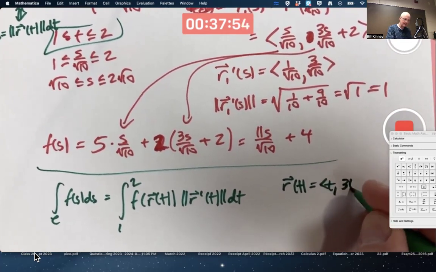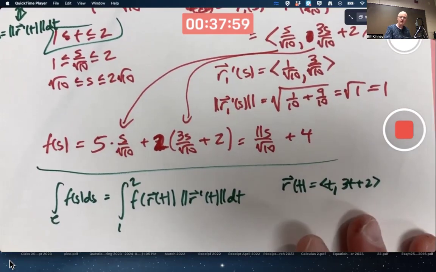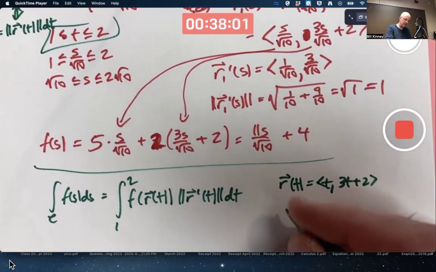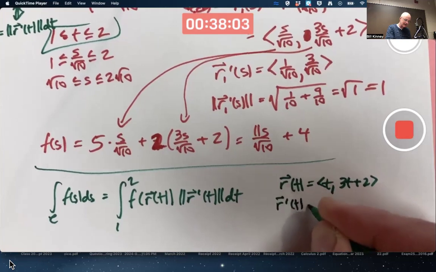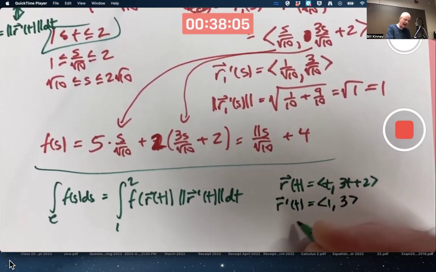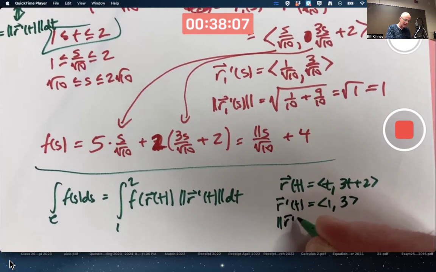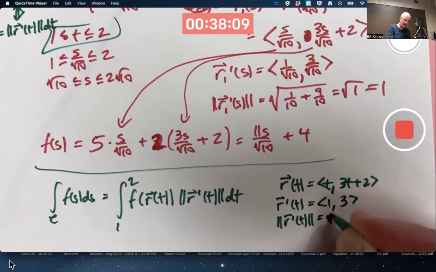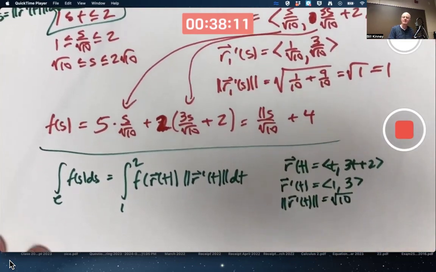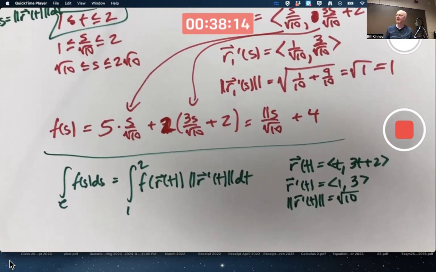t, 3t plus 2. Square root of 10s are going to be unavoidable. The derivative of that is <1, 3>, and the magnitude of the derivative is square root of 10. That makes me happy because it makes me hope that I got the right answer before. Square root of 10s are going to be unavoidable.